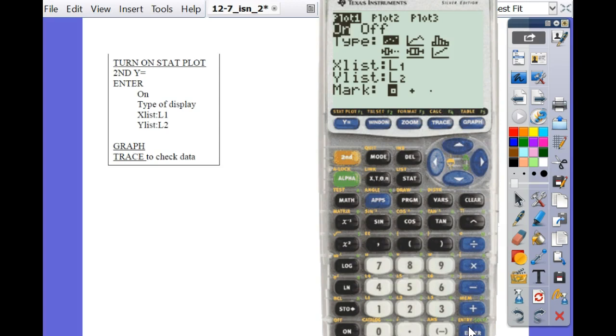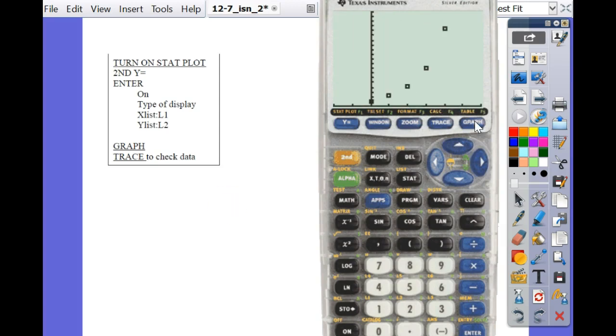And then all of the rest of these are the default that are already set there. Turning the stat plot on means that when I graph it, I'm going to be able to see the points. If it's not turned on, you can't see the points. So when I graph it, do you see the points? If you do not see the points on your calculator, one of two things is wrong. Either your window's not set right, or you don't have the stat plot turned on.